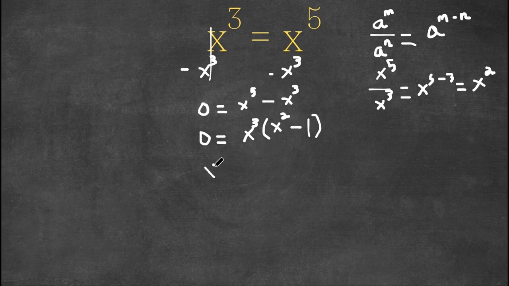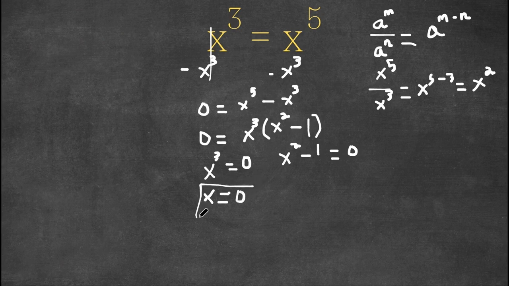We have x to the power of 3 equals 0 and x squared minus 1 equals 0. Well, x to the power of 3 equals 0. What to the power of 3 equals 0? The only number that fits in for x here is 0. So we have x equals 0, and this is one solution.